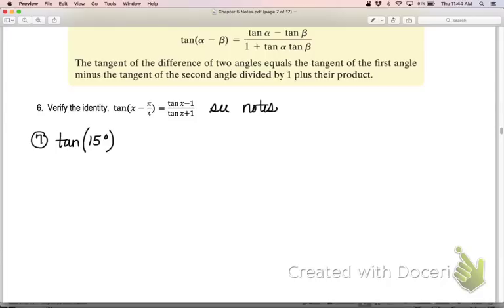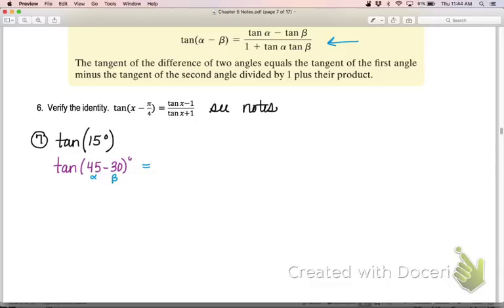So tangent of 15 degrees, let's think of that instead as the tangent of 45 minus 30 degrees, because that would be equal to 15. Well, that makes 45 alpha, and that makes 30 beta. So since this is subtraction, we're going to use this tangent formula that you see up here. So let's just substitute and set this up.